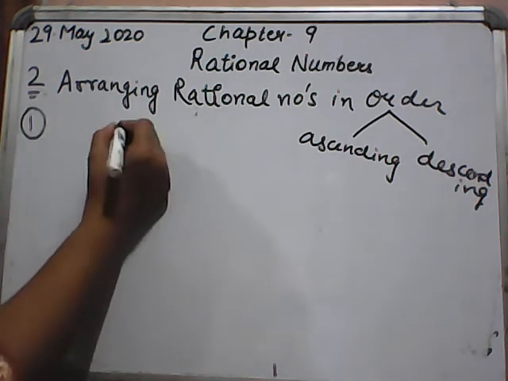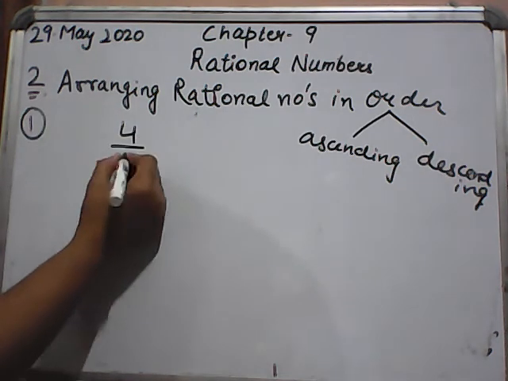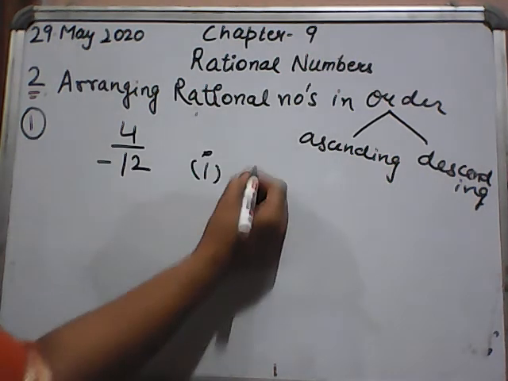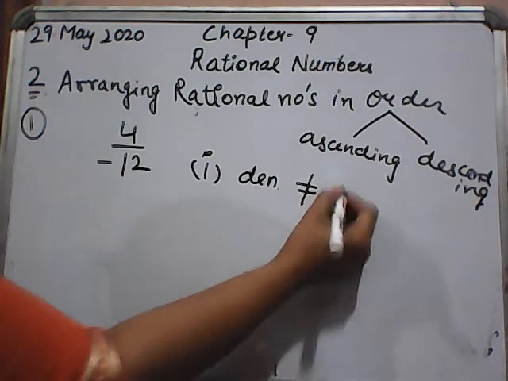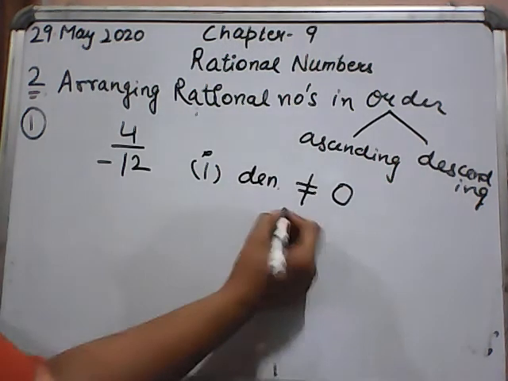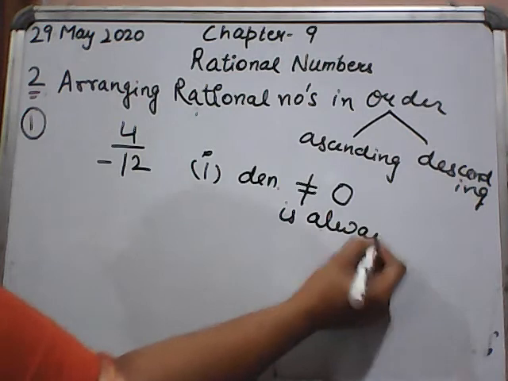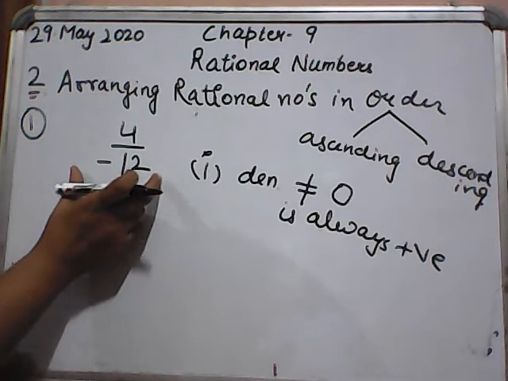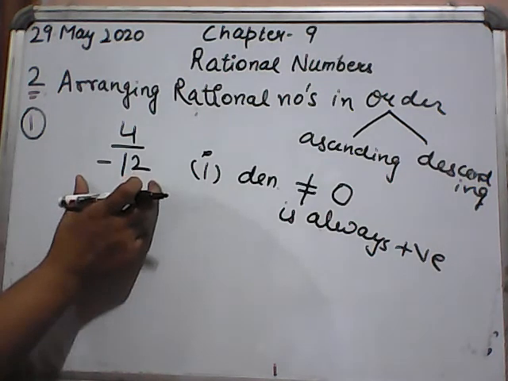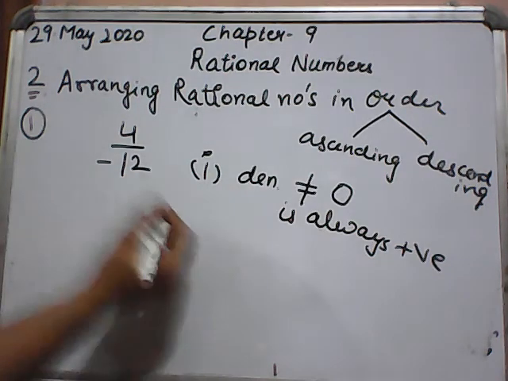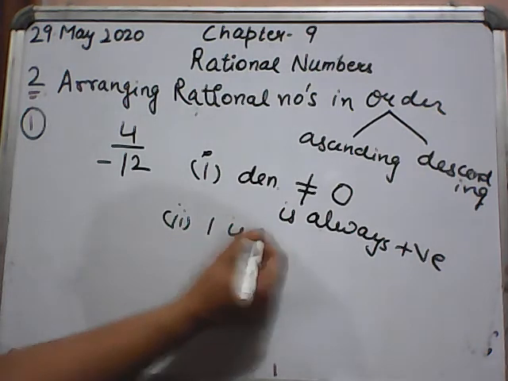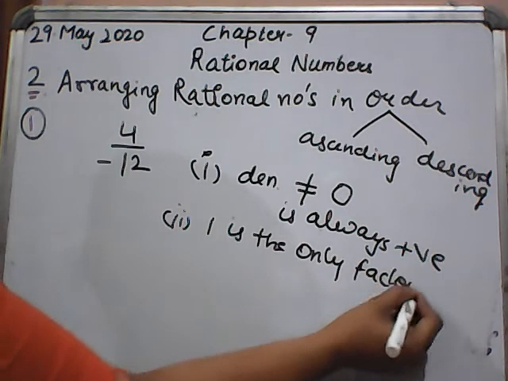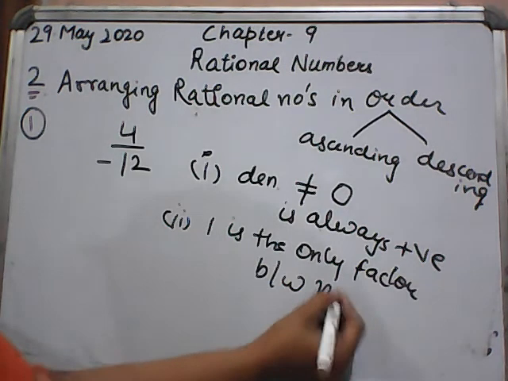If I write here 4 divided by minus 12. In standard form, first condition is denominator should not be equal to 0 and denominator is always positive. But in this case, denominator is negative. So you have to convert into positive denominator. In standard form, second condition is 1 is the only common factor between numerator and the denominator.